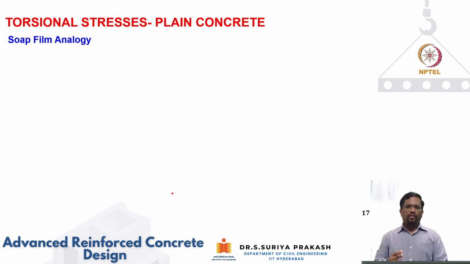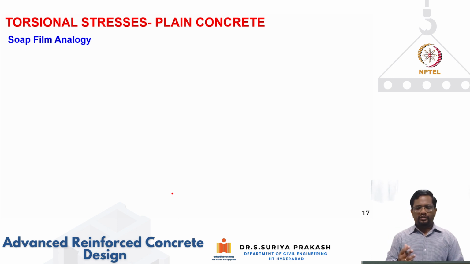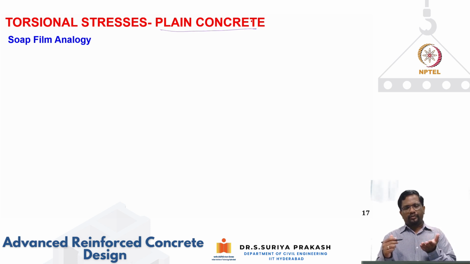Now let's see how to calculate torsion stresses. First, let's focus on plain concrete. There are different theories that have been proposed in the past. One theory is called the soap film analogy. Depending upon the cross section, let's say you have a square cross section, a rectangular cross section, or a circular cross section.